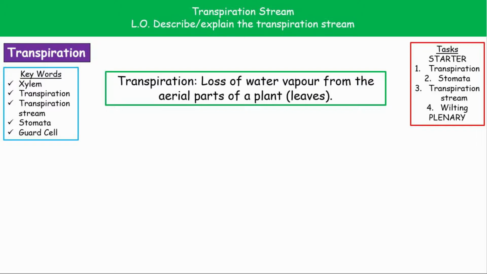So the best definition you could give is the loss of water vapour from the aerial parts of a plant. But if you can remember that water evaporates from the leaves, then you're going to at least have a good shot there. But as I say, this is your textbook definition you should learn.